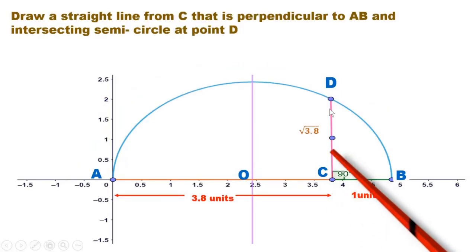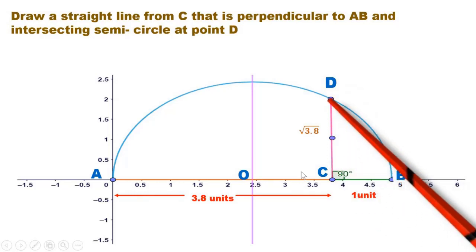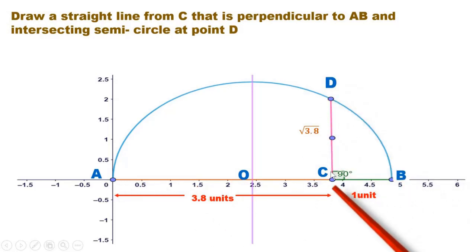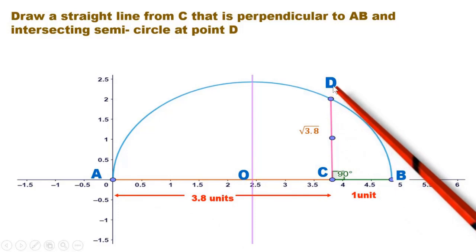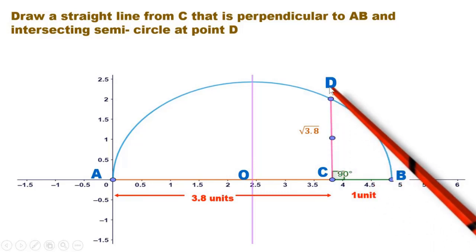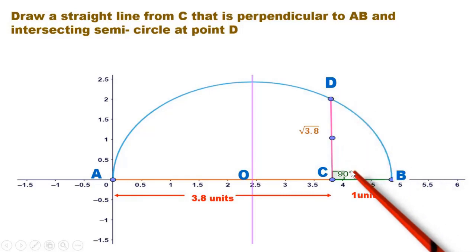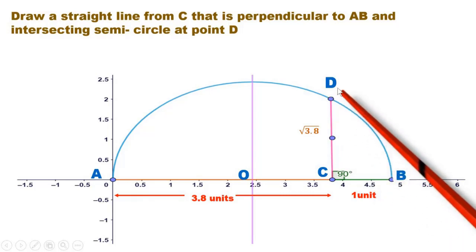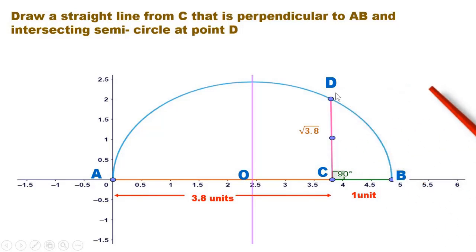Draw a straight line from C that is perpendicular to AB and intersecting semicircle at point D. For that, you have to take a protractor. Place its center at point C. Align its base with the line segment AB. Mark a point on the semicircle at 90 degrees from the base. Remove the protractor. Mark a point D where the line intersects the semicircle.